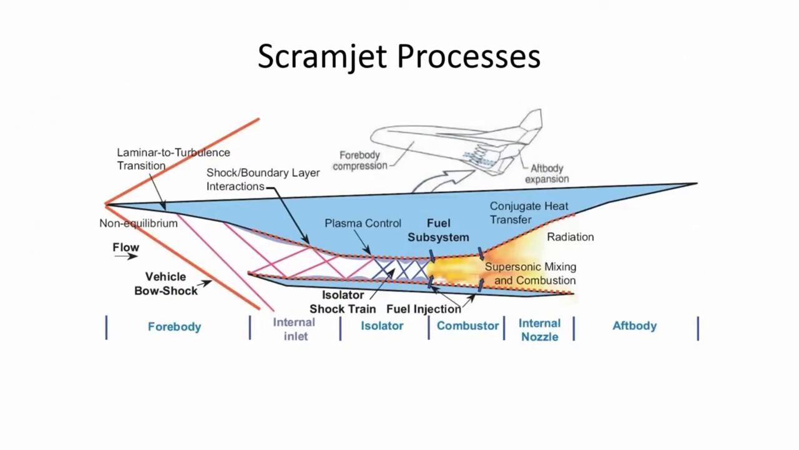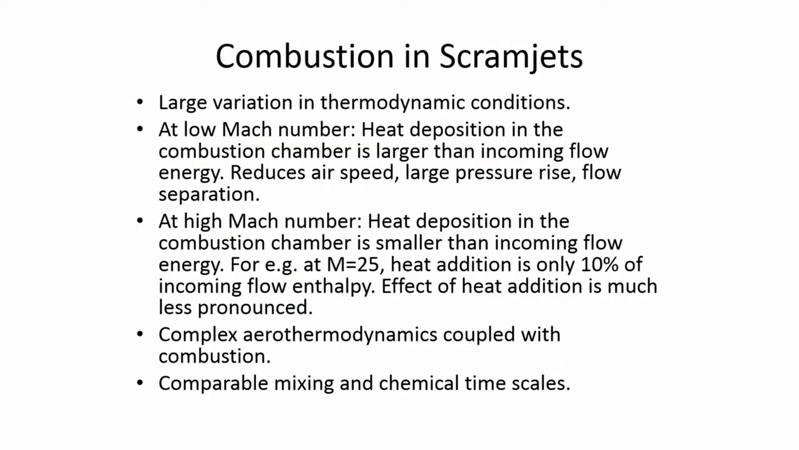So once again, to remind you, these are the scramjet processes that are of interest to us. If you are looking into the isolator and the combustor part, of course you have a shock train, and downstream of the shock train we inject the fuel, and the fuel must mix before it can burn, and before it can burn, the fuel must ignite. So mixing, ignition, burning, these are the most important processes inside a scramjet combustor.